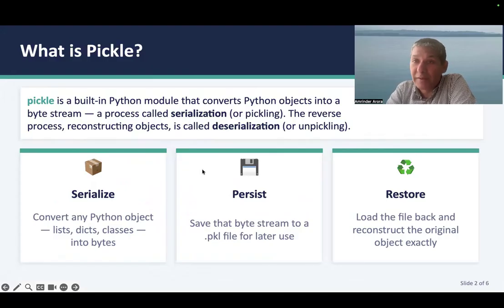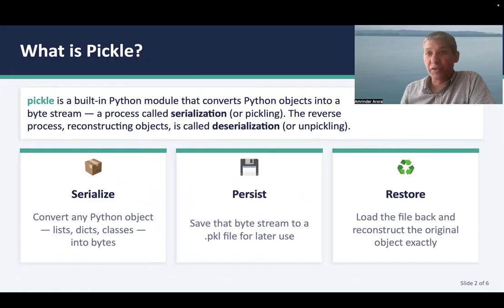So what is pickle? Pickle is a built-in Python module. Built-in means that you don't have to pip install anything. Simply import and you can keep going with it. So you import pickle and then you can convert a Python object into a byte stream. That means you can write it to a file. That's a process called serialization or pickling. The reverse process is called reconstruction or deserialization, also called unpickling.